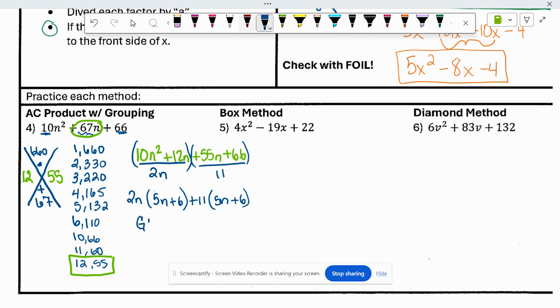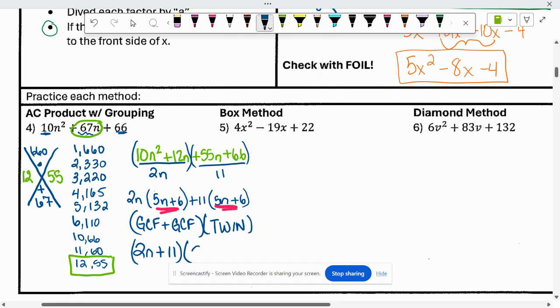Remember, when you factor by grouping, you take GCF plus GCF. That's your first binomial. Your second one is the twin. If you don't have a twin, that means you did something wrong, right? So the GCFs that I pulled out, I took out a 2n and a positive 11. The twin, that repeated term, 5n plus 6. That's how this factors.